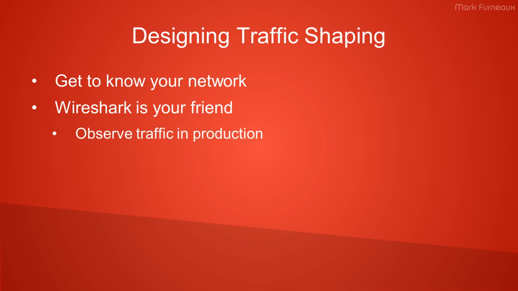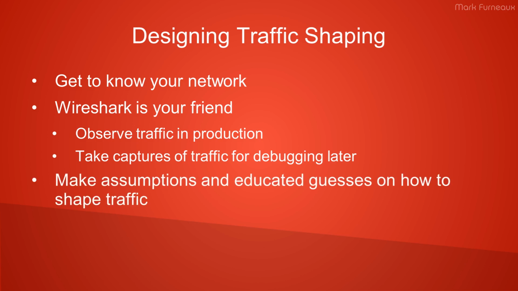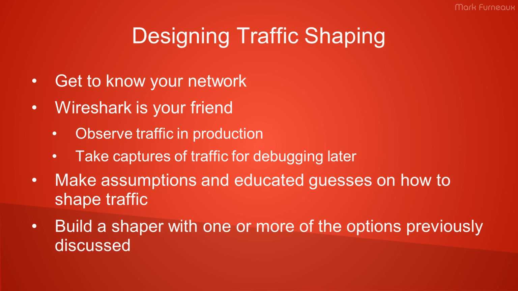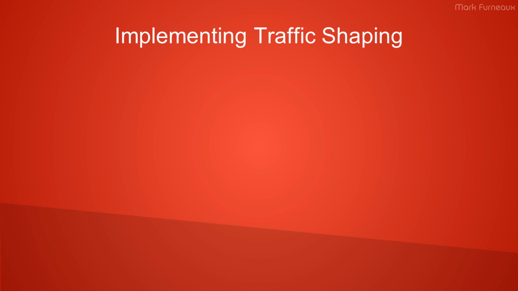I recommend that you observe traffic in production and take captures of that traffic for debugging later. Once you have those captures, once you've observed what your traffic looks like, make some assumptions and guesses on how you can improve performance of whatever it is you're trying to achieve, and then build a shaper with one or more of the shapers I've previously discussed. Once you've built it, you're ultimately going to need to implement it.